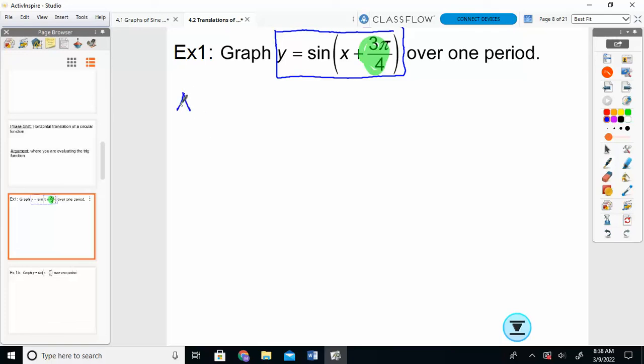When I go through my list of information, it's the same as we have been doing. So we will still do the amplitude, period, and count by. What is my amplitude? 1. Period is 2 pi divided by the coefficient of x. This is just a 1x, so it's just 2 pi over 1, which is 2 pi. How do we find the count by? Yep, period divided by 4, so we get pi over 2.